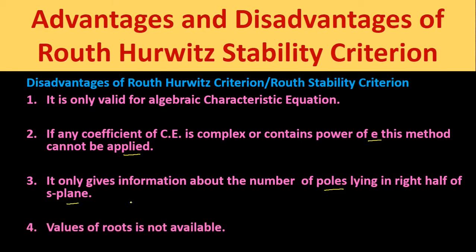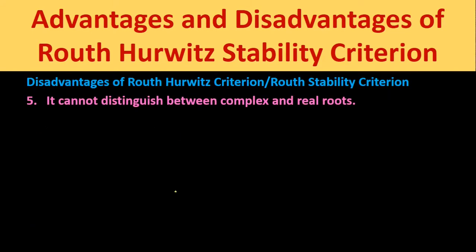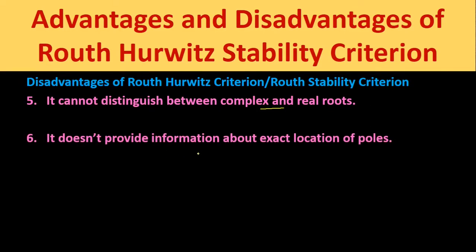But this method does not give any values of roots or values of poles of the system. Next disadvantage is, this method cannot distinguish between complex and real roots. Sixth one is, it does not provide information about exact location of poles because they don't give the values of poles. Therefore, we cannot find the exact location of poles with this method.